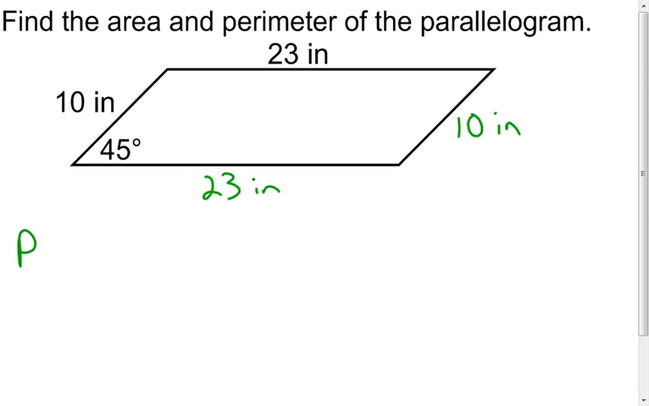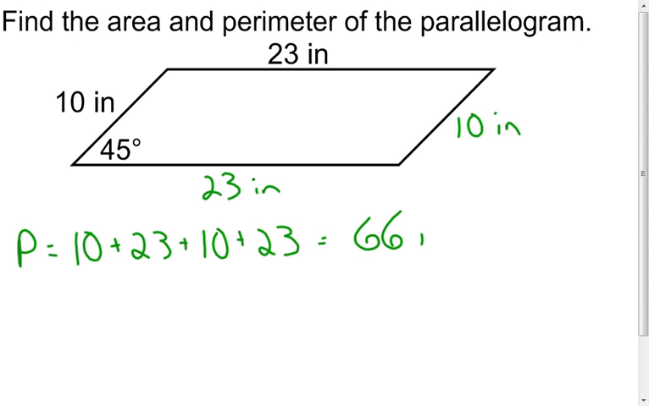So if I want to find my perimeter, all I need to do is add up all the sides. So take the 10, the 23, the other 10, the other 23, add those all together, and I end up with 66, and then don't forget your label, inches, for the perimeter of my parallelogram.